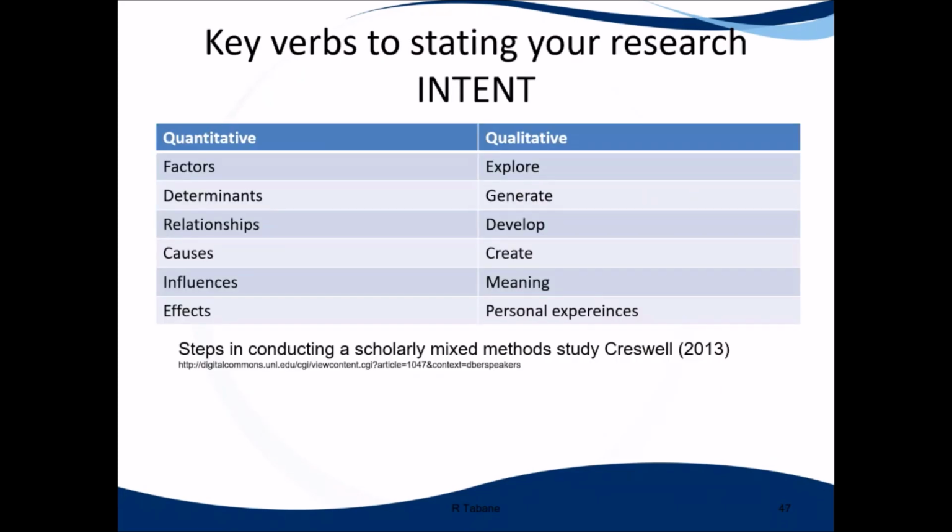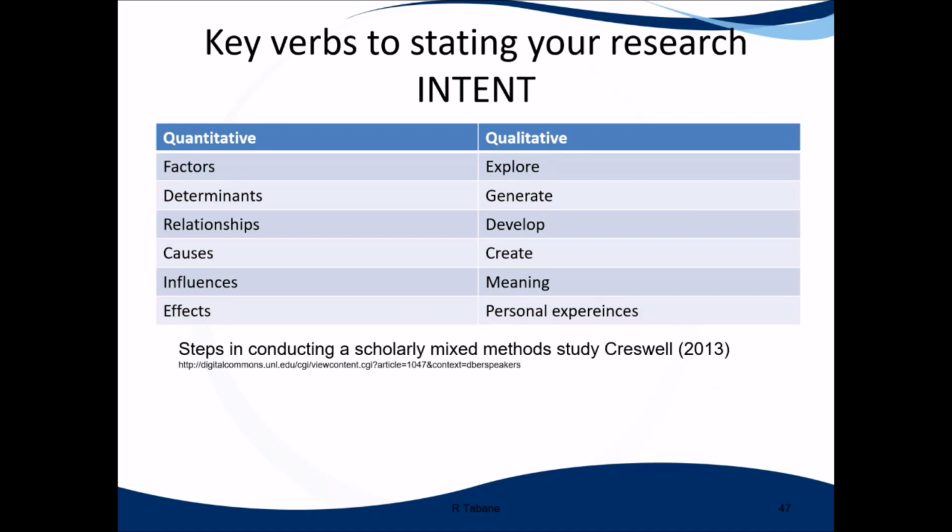Now we've included here the verbs that you can use in stating your research question or your intent. And like I said earlier, in terms of your question directive, in qualitative we don't use the why prompt, but the why prompt is used in quantitative. The same applies to keywords of intent used in your research. Words like factors: you can't say it's a quantitative study that explores factors. Factors means they're measurable.